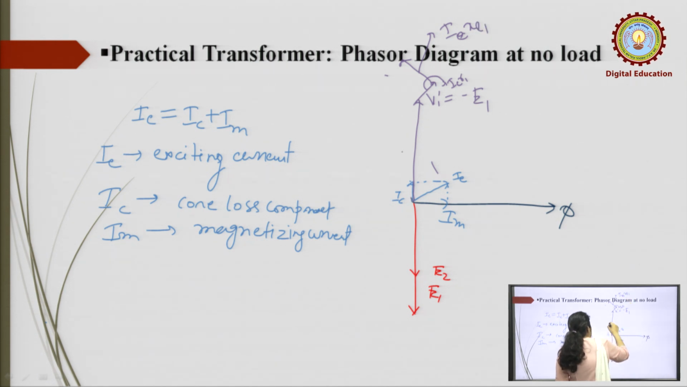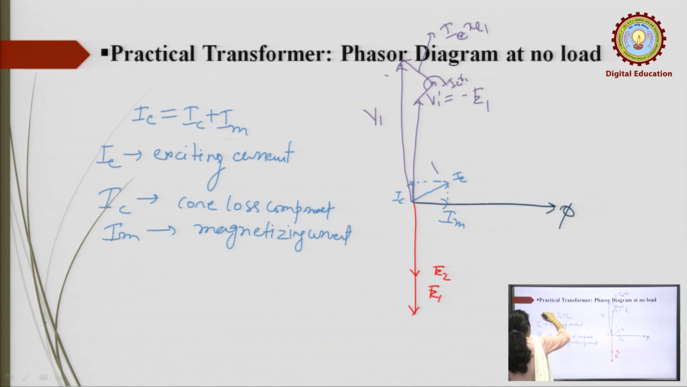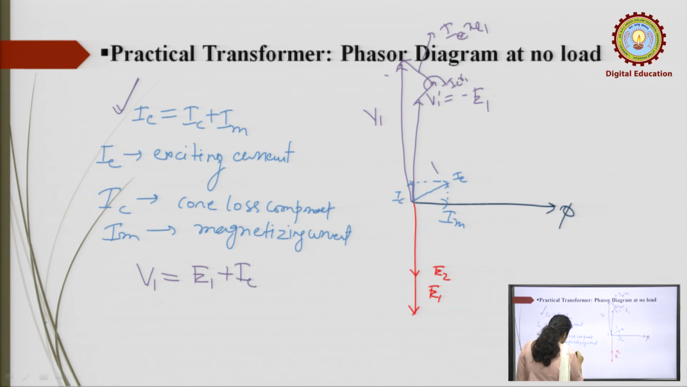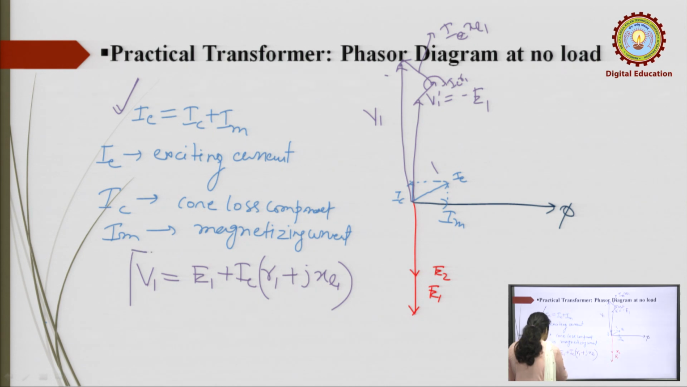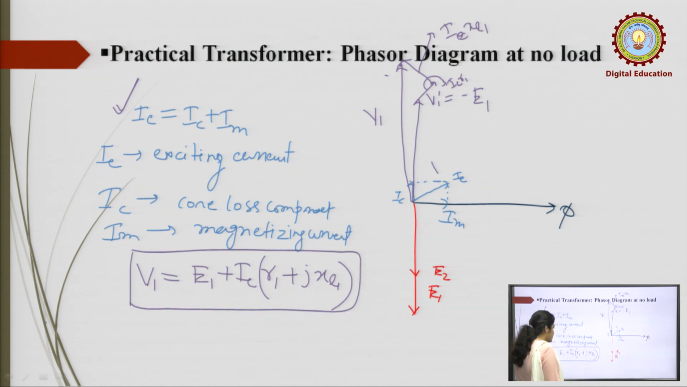Now, this total voltage will give you this V1. Okay. So, one equation is V1 equals E1 plus I R1 plus jXL. And on the secondary side there is no current, because I am drawing the phasor diagram at no load. So, this is the phasor diagram at no load.